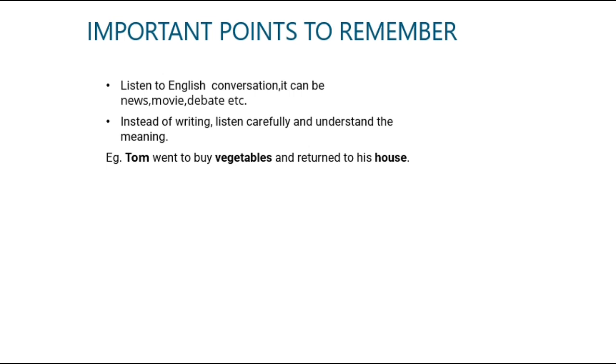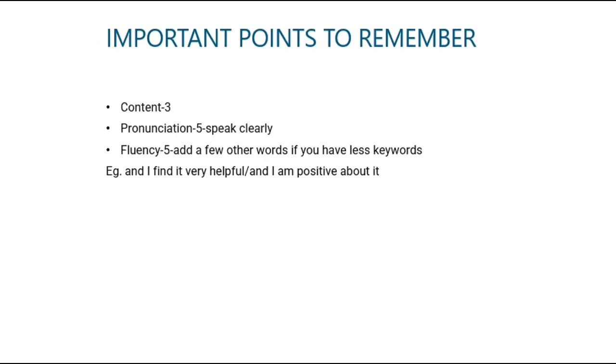And in case we have fewer keywords, we are not supposed to hesitate or repeat. We must add 3 to 4 words and make sure to complete the sentence, because for content we are given 3 points, and for pronunciation and fluency we are given 5 points. Example: the complete sentence is Tom went to buy vegetables and returned to his house. But I only remember Tom went to buy vegetables. So I'll say Tom went to buy vegetables and I'm positive about it.